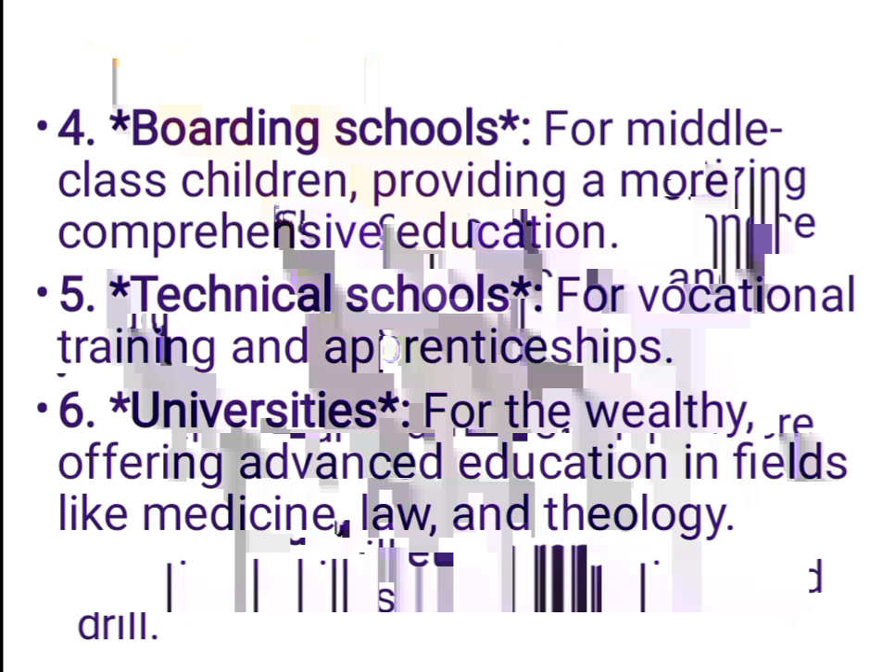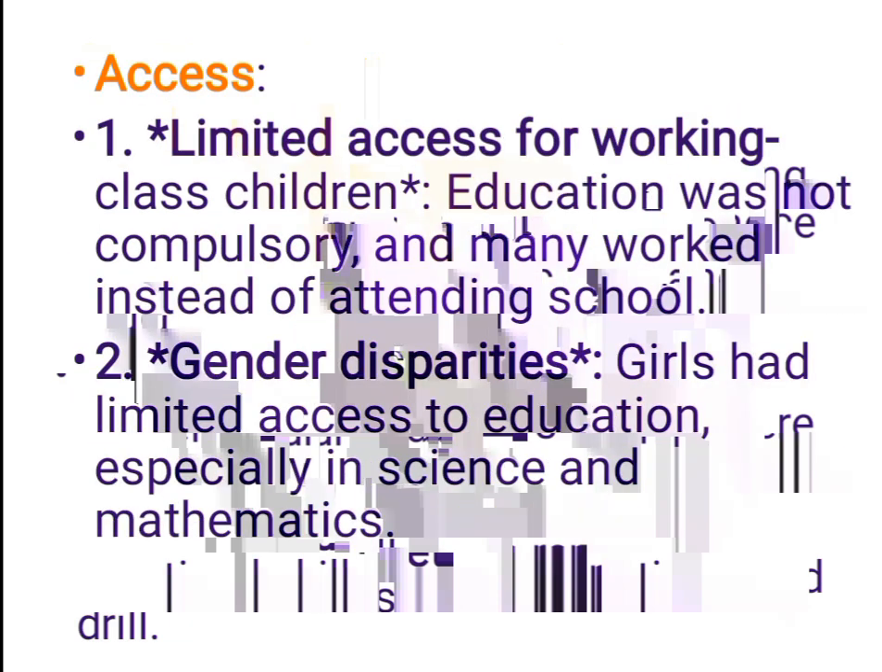Then there were technical schools, which were for vocational training and apprenticeship. Then there were universities for the wealthy, offering advanced education in fields like medicine, law, and theology. There was limited access for working class children. Education was not compulsory, and many worked instead of attending school. So children would prefer going to work, and some of them did not access education.